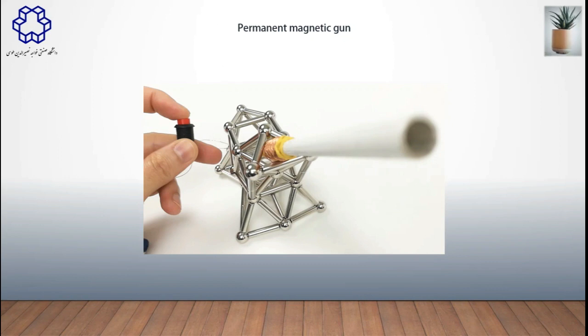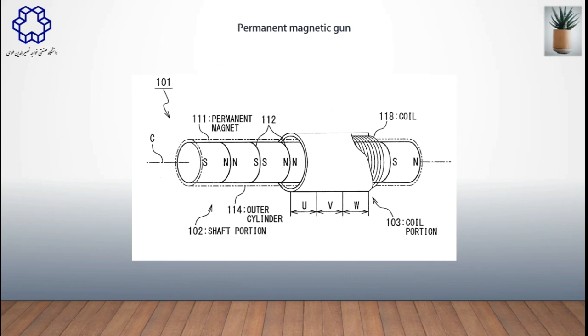Another fun idea, we can build a permanent magnetic gun. Permanent magnetic gun has an array of permanent magnets, and at the beginning of the tube is a small electromagnetic coil. We can accelerate a metal ball inside the tube with this mechanism.